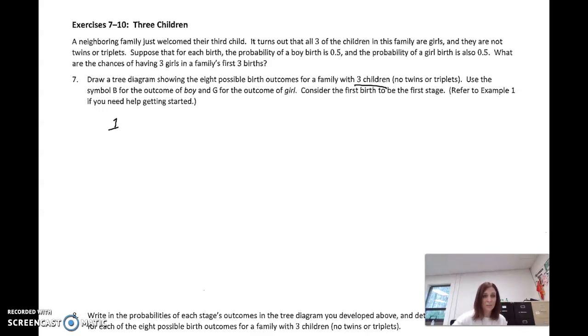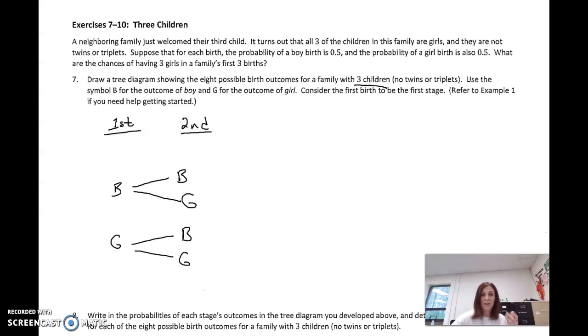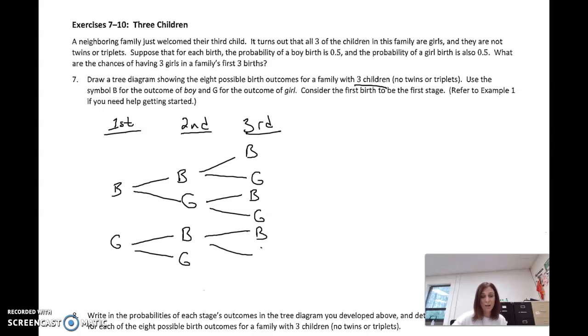So our first kid is either going to be a boy or a girl. Our second kid, guess what, is going to be a boy or a girl. So if I have a boy the first time, boy or girl. If I have a girl the first time, boy or girl. Third kid, guess what? Boy, boy. You can have another boy, or you can have a girl. Boy, girl. Boy, girl. Boy, girl.